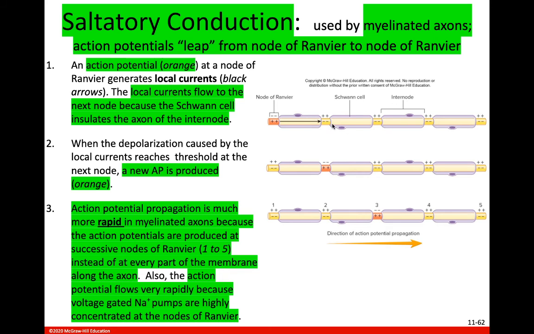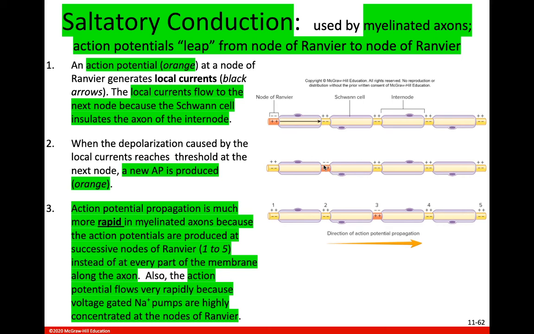So it's not going all the way down the axon. It leaps from one node of Ranvier to the next. And this is more rapid because the action potentials are, what we might say, leaping. I have that in quotation marks there. And again, it's faster because there are really high concentrations of voltage-gated sodium ion channels here in these nodes of Ranvier. So that also allows it to leap.